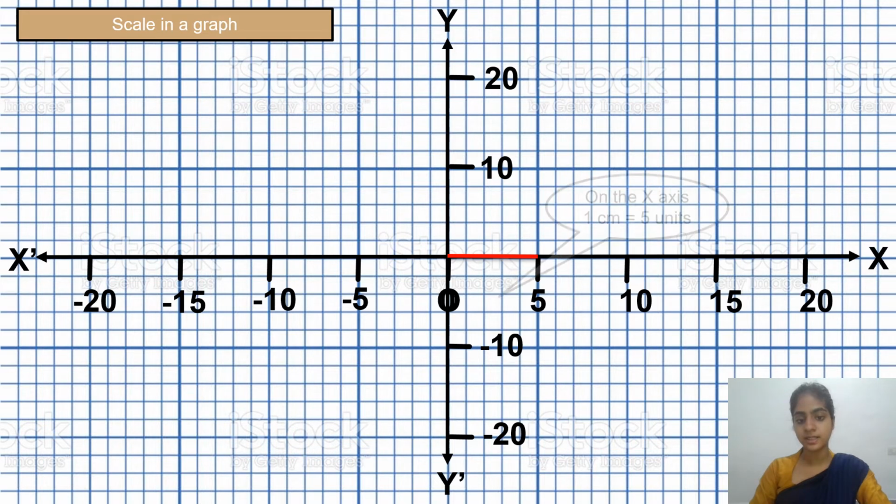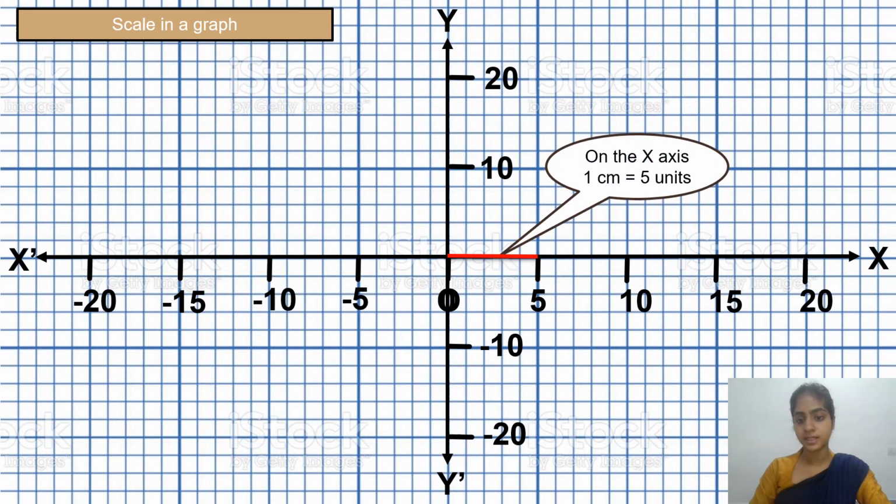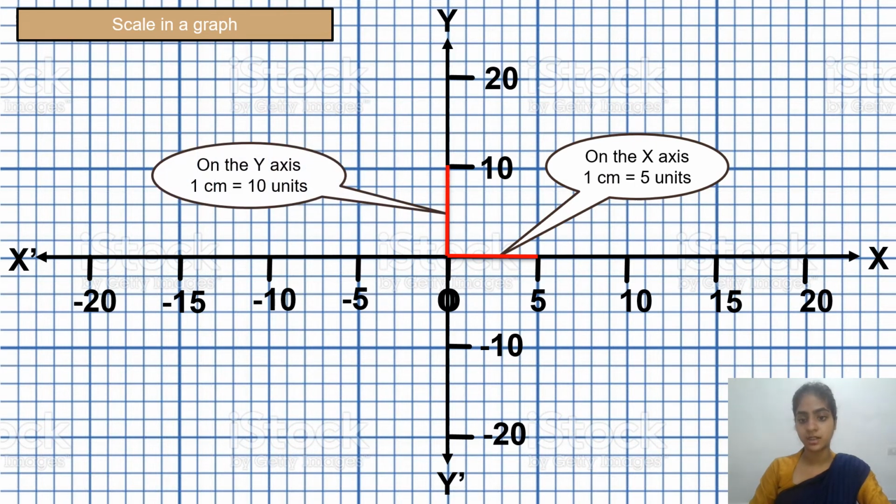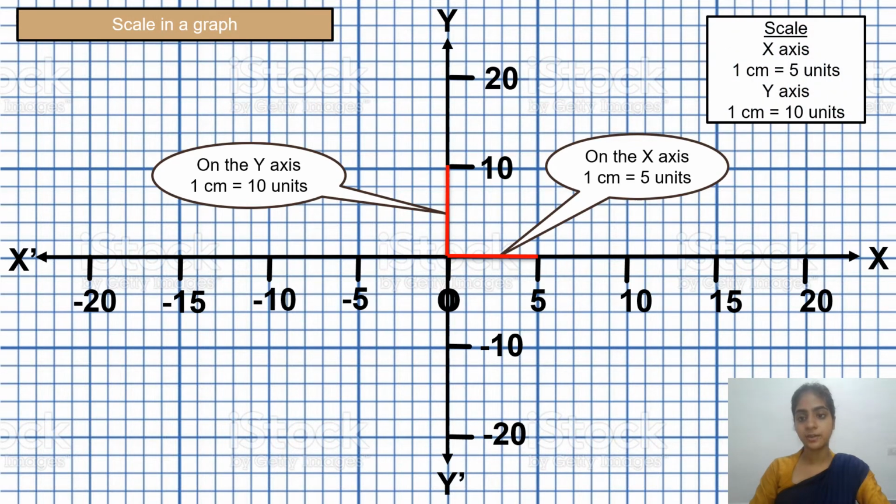For instance, here it represents on the x-axis 1 centimeter is 5 units, and the y-axis 1 centimeter is 10 units. So it can differ chart to chart. So scale will be x-axis 1 centimeter is equal to 5 units and y-axis 1 centimeter equal to 10 units for this specific graph sheet or graph chart.